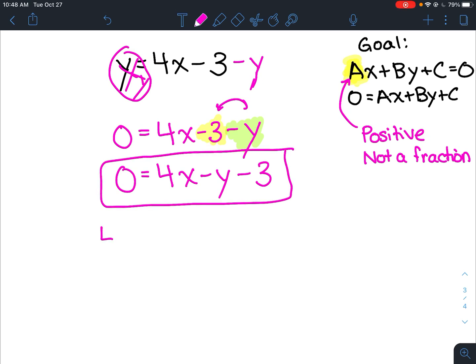You can also flip-flop that so it looks like 4x minus y minus 3 equals 0. It doesn't really matter which side you write the 0 on. It's the same thing. All right. Nice job. Okay, what if it was a fraction, though? Let's just talk about that.